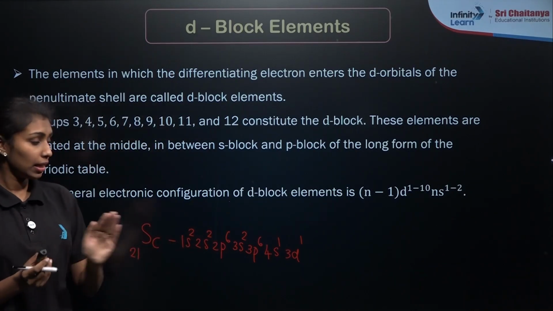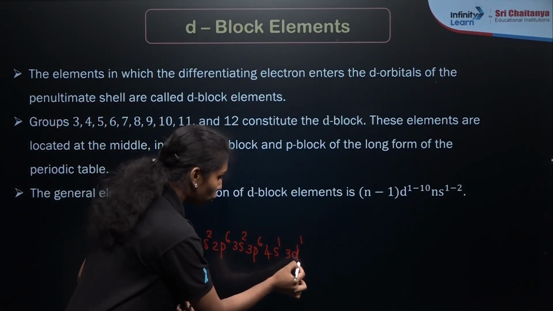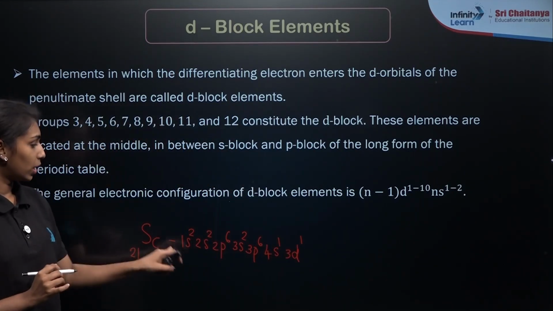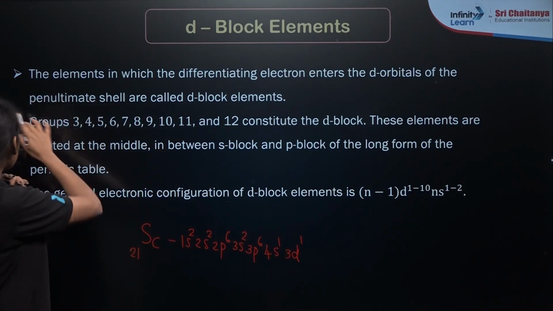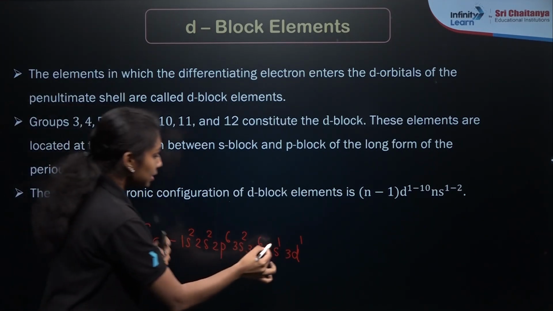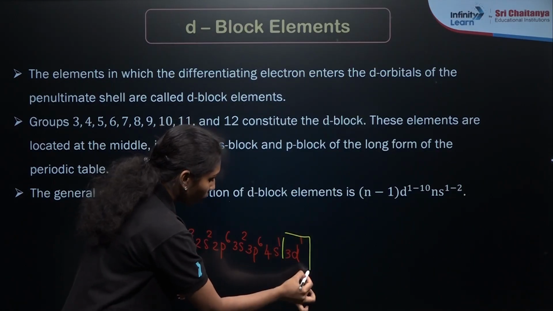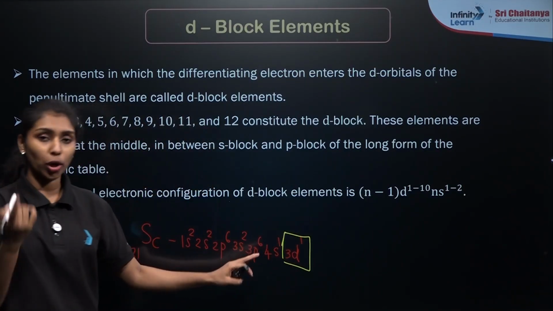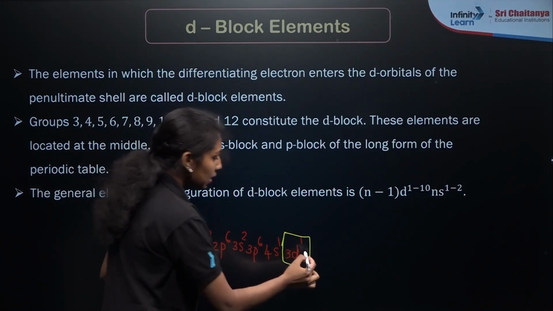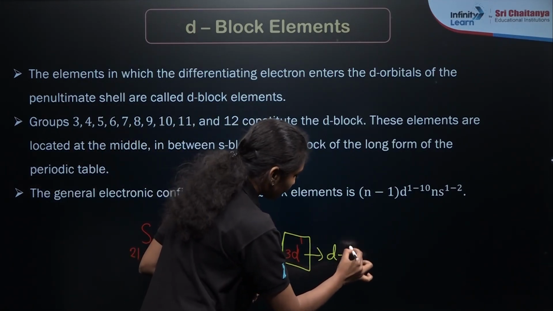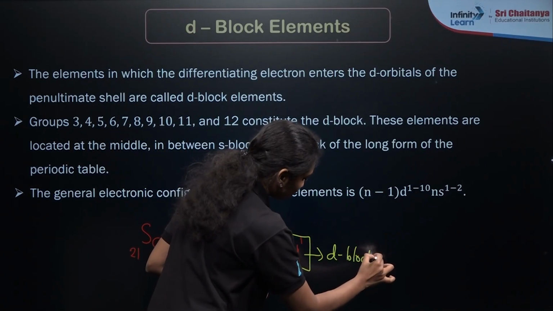the electronic configuration of scandium: 1s2, 2s2, 2p6, 3s2, 3p6, 4s2, 3d1. Here the last electron is entering into the d subshell, the d orbital. Which means that this is a d block element.